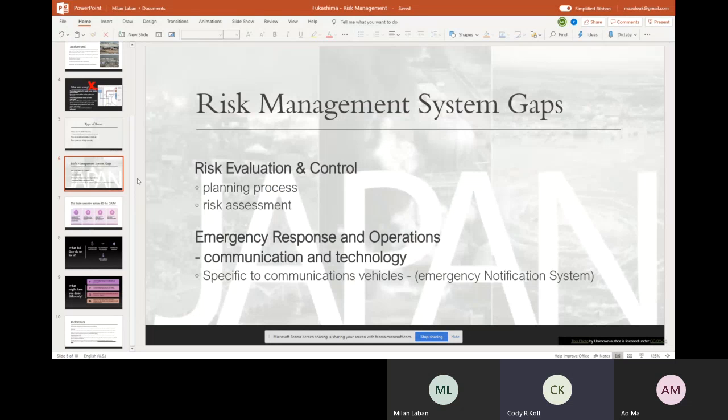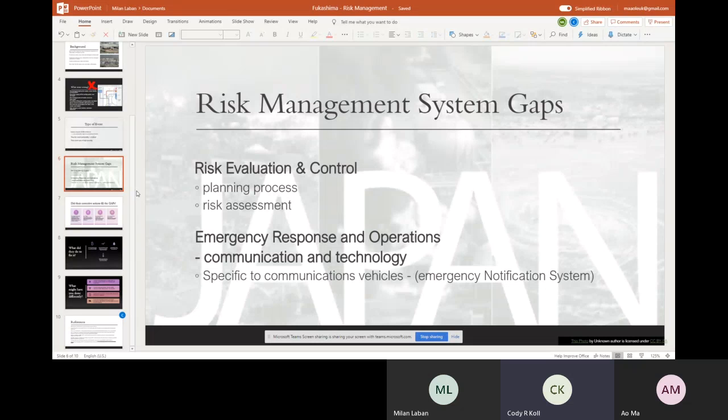The second gap that we identified was in emergency response and operations. This is specific to communication vehicles, so their emergency notification system. When the earthquake happened, there was a mix-up in communication and in the warning system. Some residents claimed that they thought they were safe because the tsunami was only estimated at three meters high, so they thought they were safe behind a 10-meter seawall. But this was not the case.